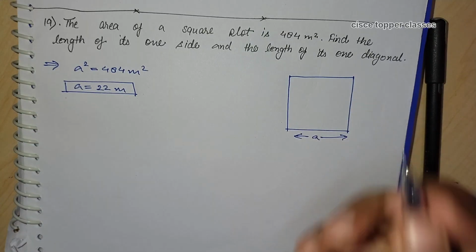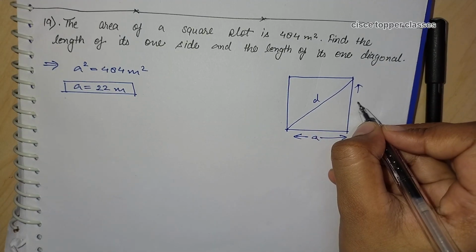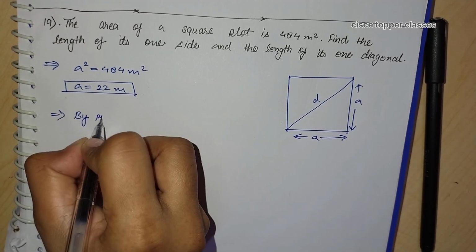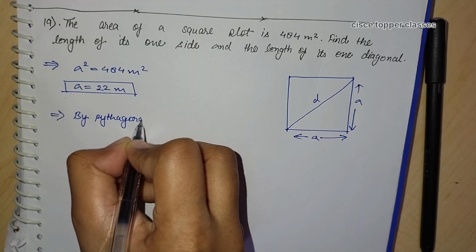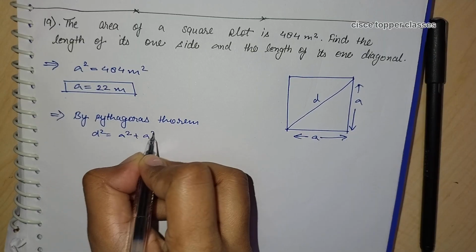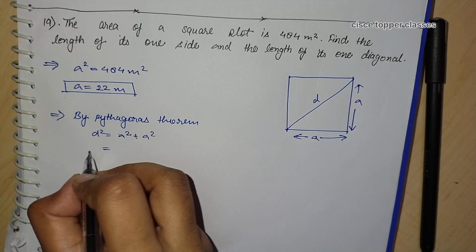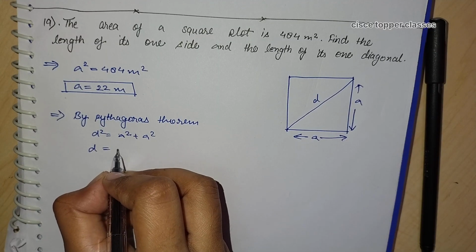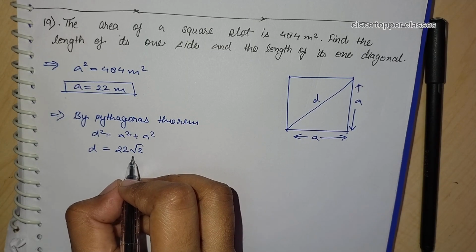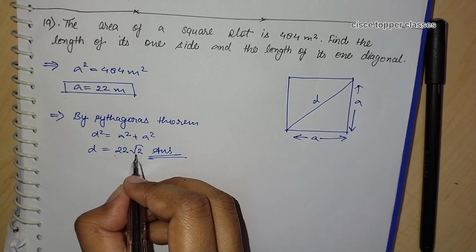Now we have to find the length of its diagonal also. So let this diagonal be here this. Let this be D, and here also the side will be A only because the sides of the square are equal. So if we apply Pythagoras theorem here, we will get D square as A square plus A square. So putting the value of A as 22, it will be 22 under root 2. So this is the answer here, means the diagonal of this square is 22 under root 2.